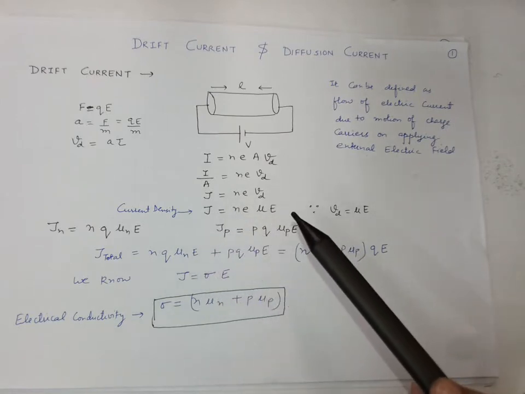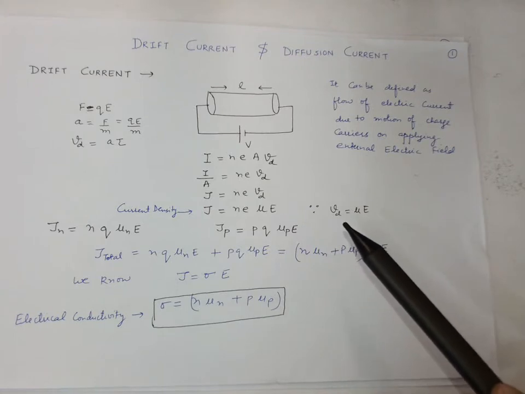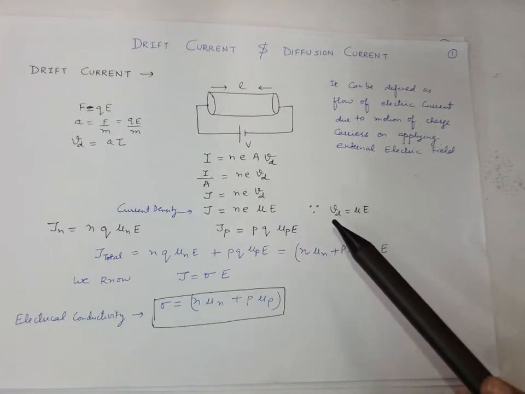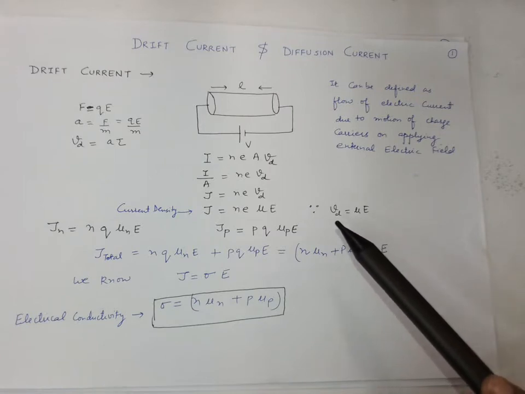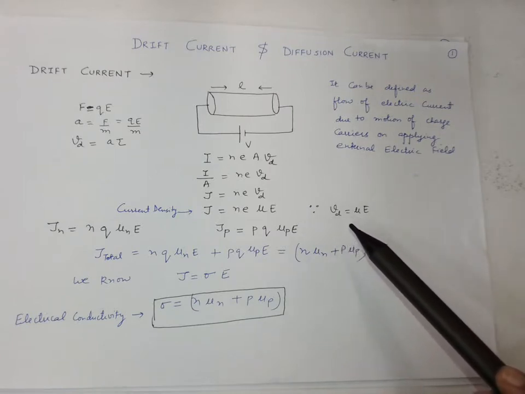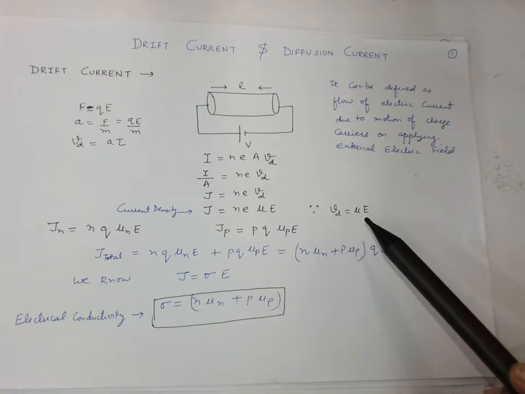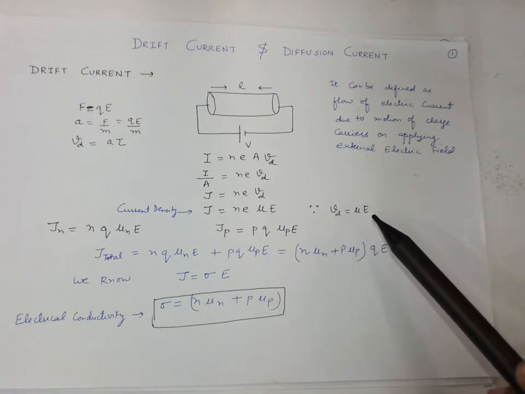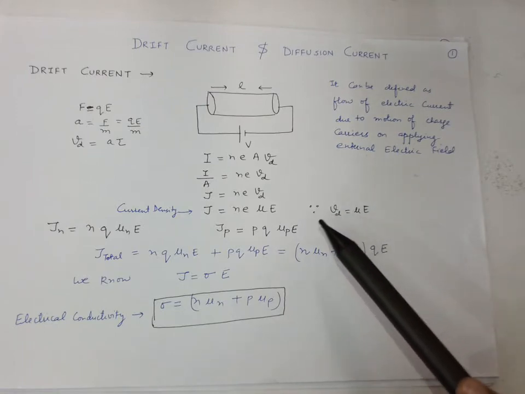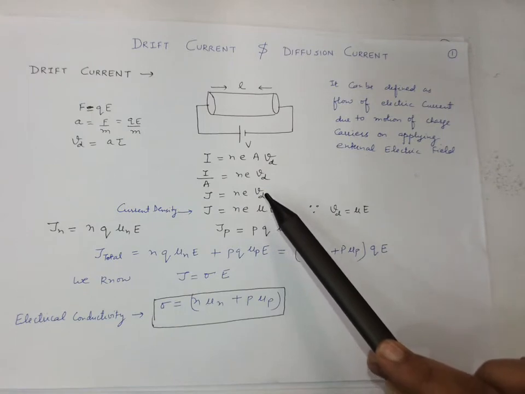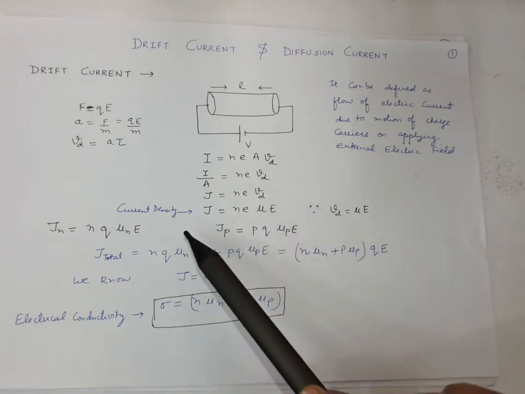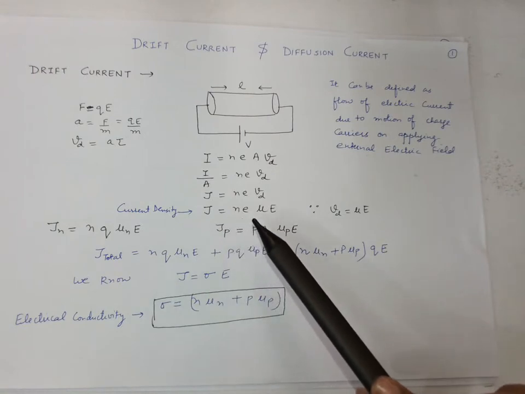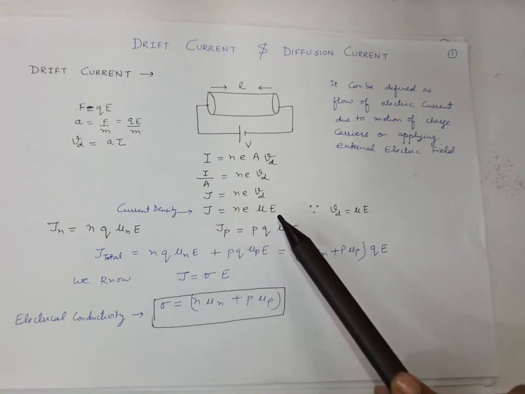We also know that if we define drift velocity in terms of mobility, we have a relation that drift velocity is equal to mobility into the electric field which is applied. So we do a substitution over here: vd = mu into E. So this becomes the expression for current density for the electrons.